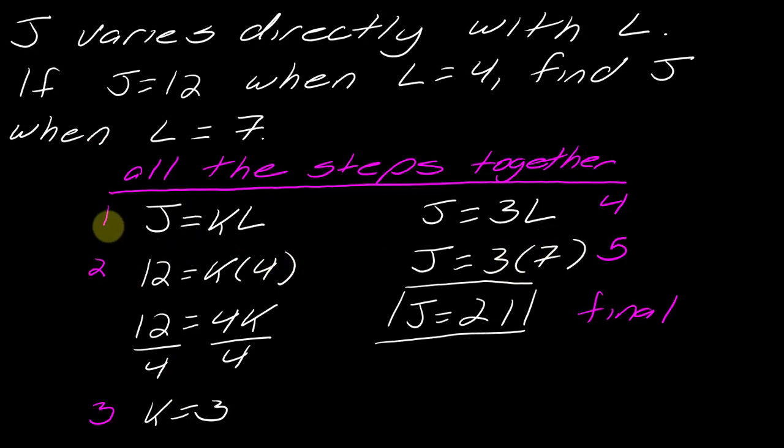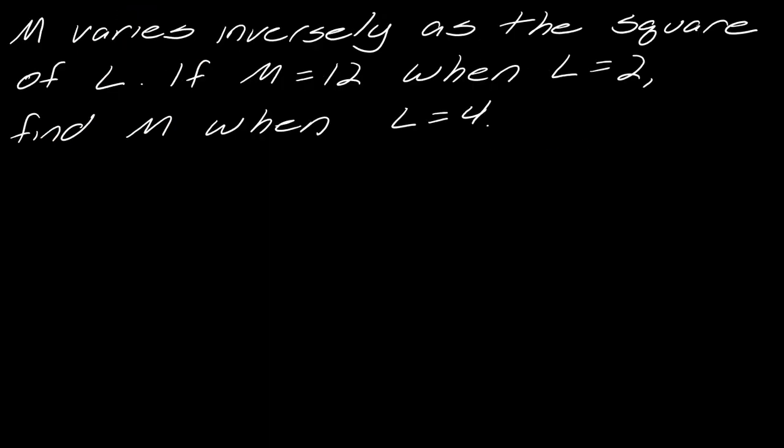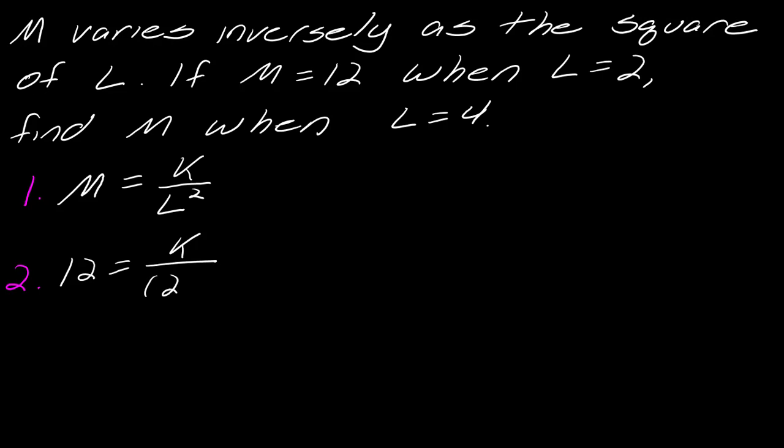Okay, so now I want to follow this much shorter format. I will put numbers next to it so you can see what step I'm following. Starting with the first step, I need to state the general variation equation. This says M varies inversely as the square of L. Remember, that's the square, not the square root. So there's my general variation equation. Now I need to plug in the information that I know. It says if M equals 12 when L equals 2, so now I've got 12 equals K over 2 squared.